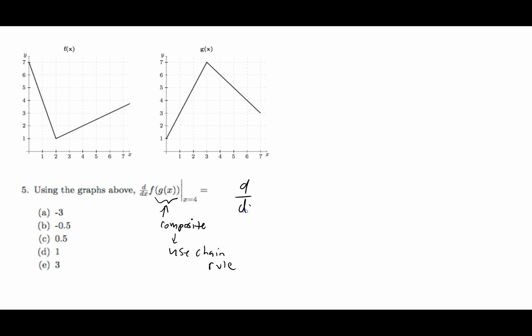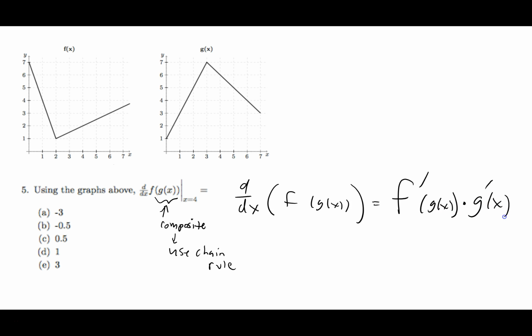So d dx of f of g of x means that you do the derivative of f. Let me use prime, but you plug in g, and then you multiply by the derivative of g. So if you want this evaluated at x equals 4, then we have f prime of g of 4, and we multiply that by g prime of 4. It's the chain rule. So we're going to start with this g of 4.